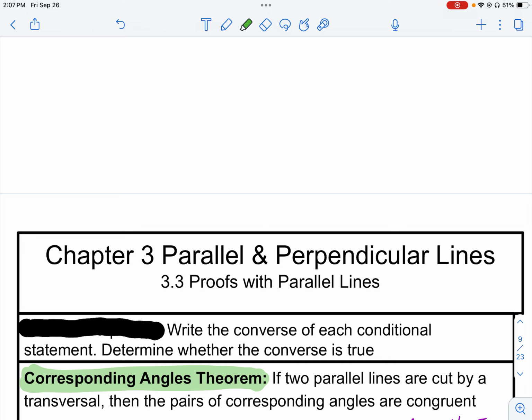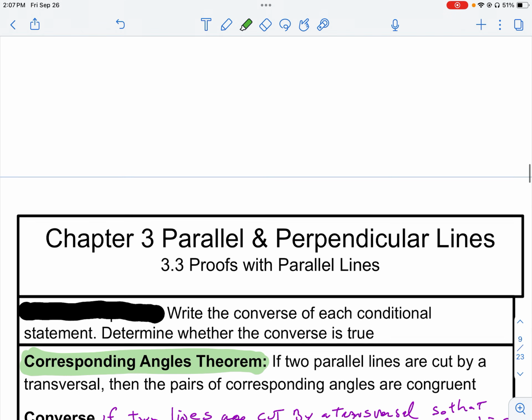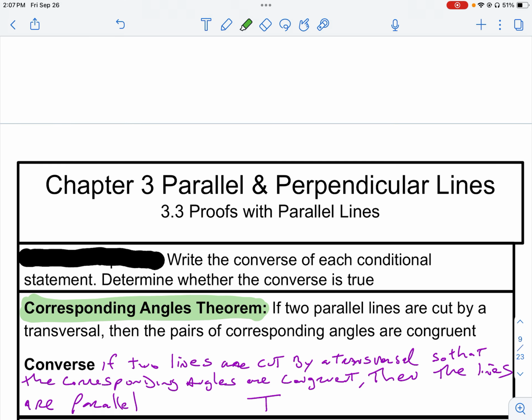All right, converse of the corresponding angles theorem. The corresponding angles theorem says if two parallel lines are cut by a transversal, then the pairs of corresponding angles are congruent. Well, it turns out the converse is also true, which states if two lines are cut by a transversal so that the corresponding angles are congruent, then the lines are parallel. So if the corresponding angles are congruent, then the lines are parallel. Or if the lines are parallel, the corresponding angles are going to be congruent.